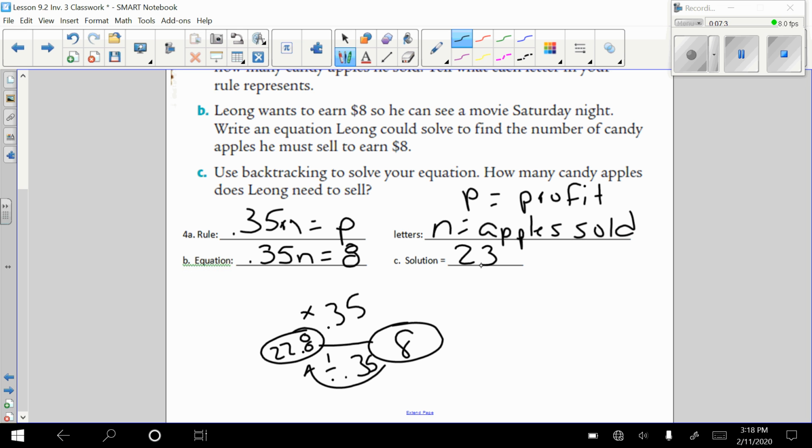Sometimes you'll see this written as an inequality, where you could have 0.35n has to be greater than or equal to $8. That means I have to make at least $8, but I could make more if I needed to. And the process for solving and backtracking is the same.